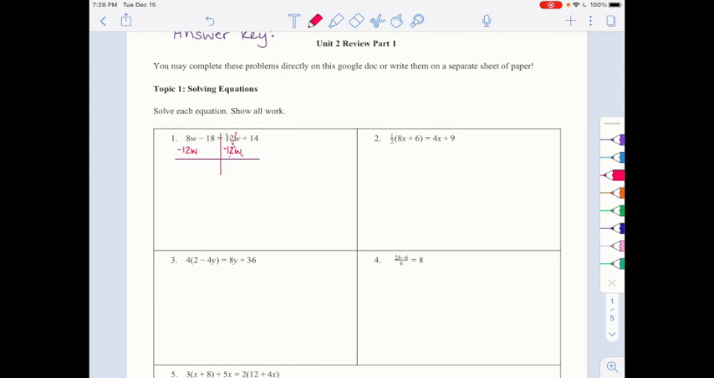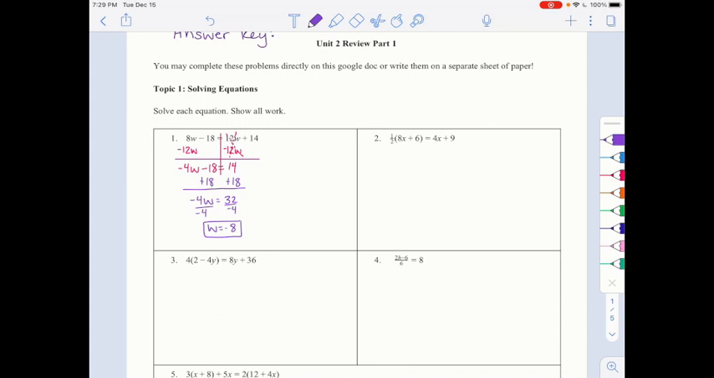So 12W minus 12W equals 0, so that goes away and I'm left with 14. And then on this side, I'm left with negative 4W minus 18. W is still not by itself, so I'm going to add 18 to both sides. Here I get 32. And then divide both sides by negative 4. So you get W equals negative 8.